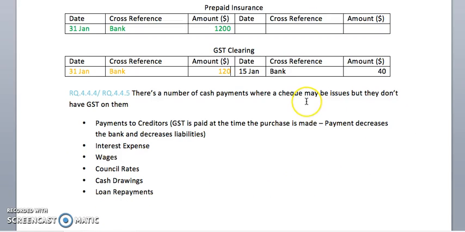There are a number of cash payments where a check may be issued, but they don't have GST on them. So they don't have any GST transactions on them. Payments to creditors, really important. If we're pulling GST on a credit purchase, it's going to happen at the time the purchase is made. It's not going to happen at the time the creditors pay. Interest expense has no GST. Wages has PAYG tax. Council rate, cash drawings, loan repayments, none of those have any GST on them.